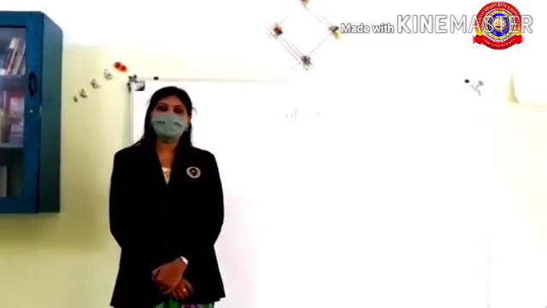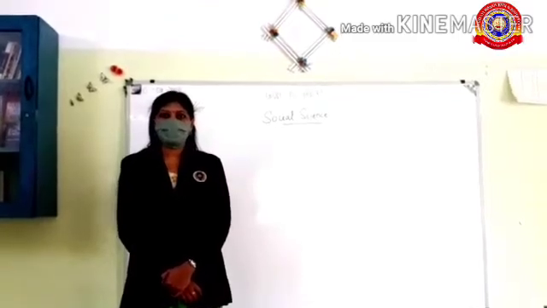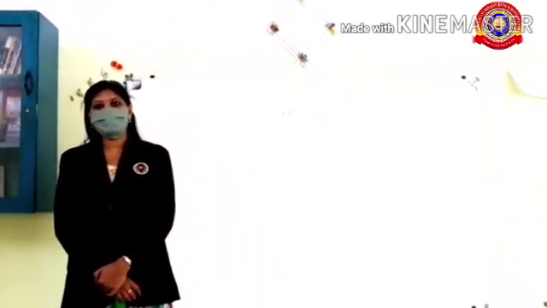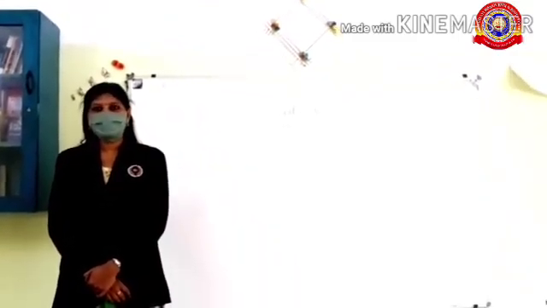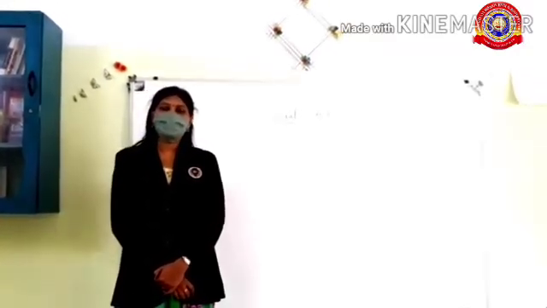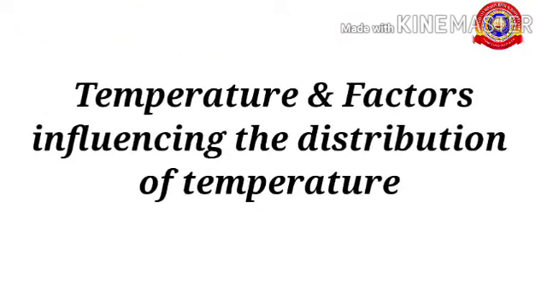In the previous section, we learned about diurnal range of temperature and daily mean temperature. Have you learned it? I hope all of you studied well. Okay, today we are going to the next section: factors influencing the distribution of temperature, global distribution of temperature and water in the atmosphere. First, temperature and factors influencing the distribution of temperature.